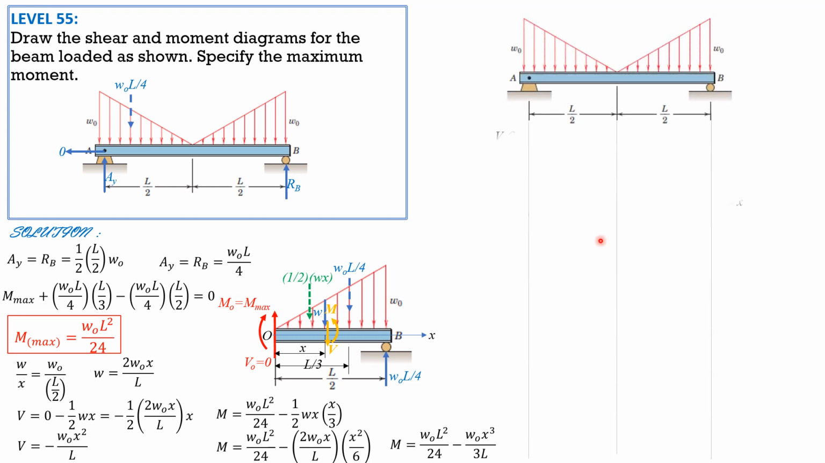We are now ready to plot the shear and moment diagrams. So for the shear, beginning here, it's 0. Then minus WOL over 4, negative increasing, so it looks like that. So WOL over 4, negative decreasing, 0 slope here, so that's why the curve looks like that. And here, 0 slope to negative slope, so concave down. And that's the shear diagram.